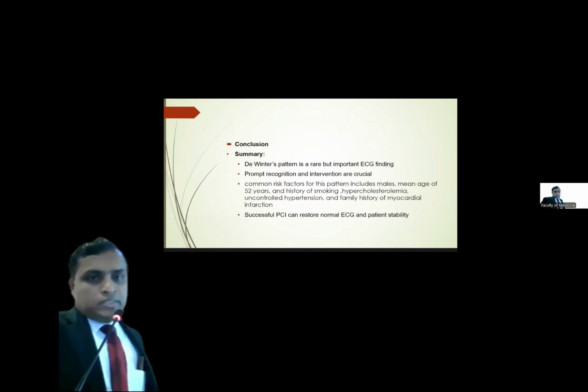So, common risk factors: males, mean age of 52 years, history of smoking, hypercholesterolemia, uncontrolled hypertension, and family history of myocardial infarction.